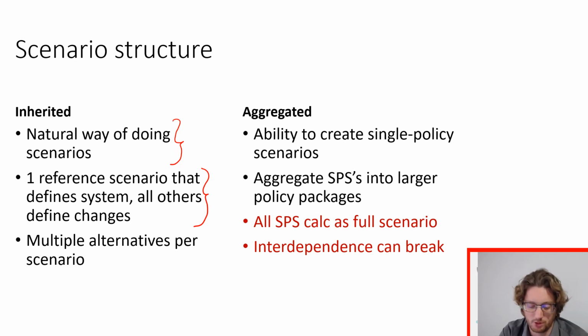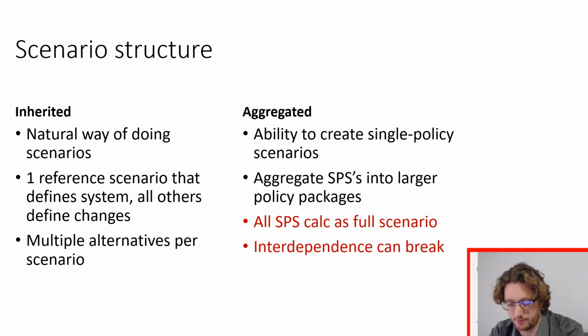And then you have multiple alternatives or policies, whatever you want to call them, in a certain scenario. So you have an alternative, you have a number, maybe even hundreds, of alternative developments towards your baseline. That's what is in the inherited scenario. For aggregate scenario, you can choose to make single policy scenarios. You can also have a scenario that has multiple policies, but I think the strength is just defining one.